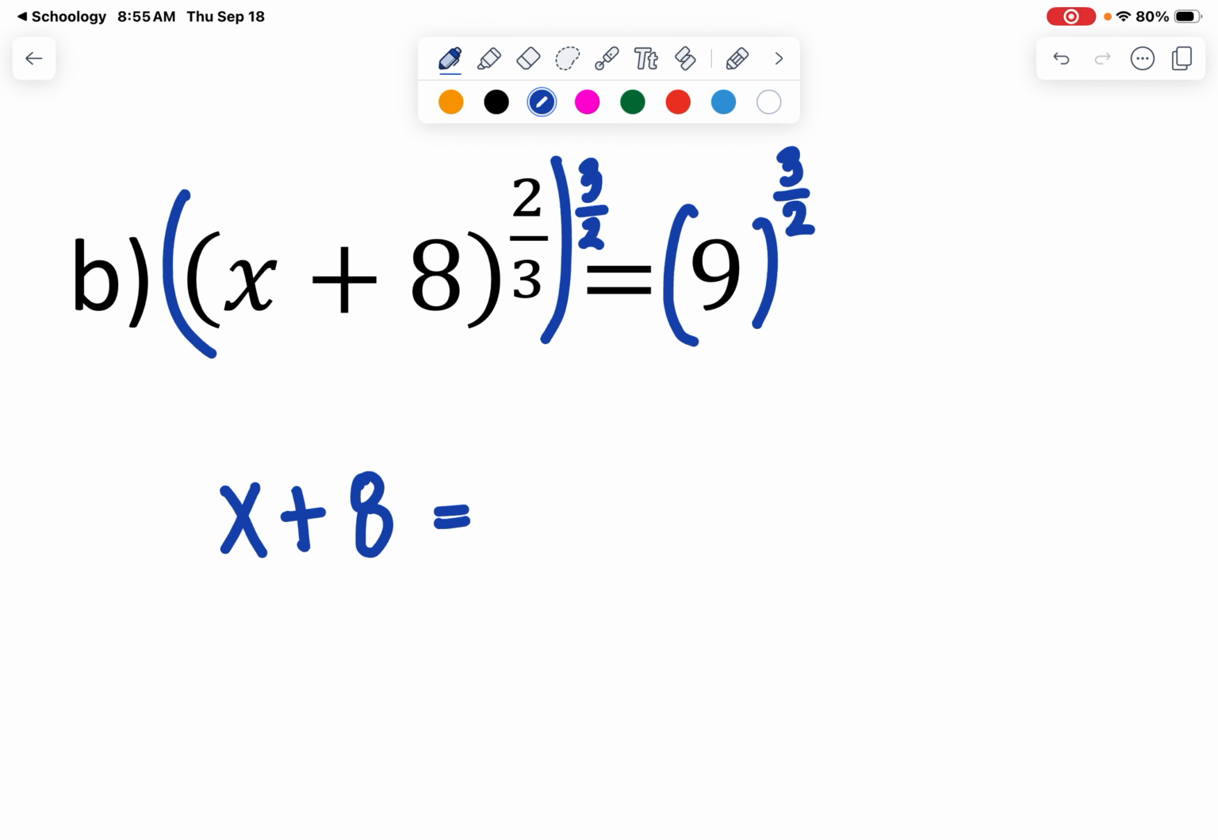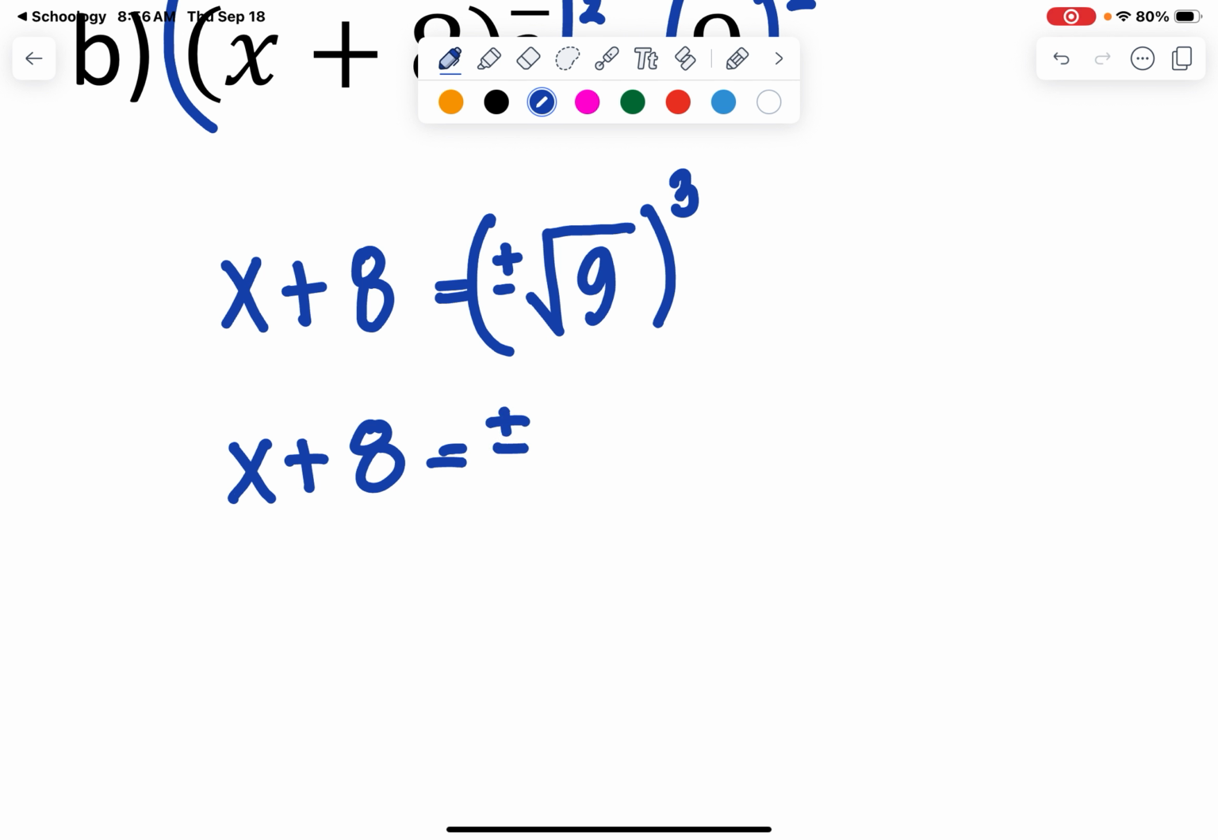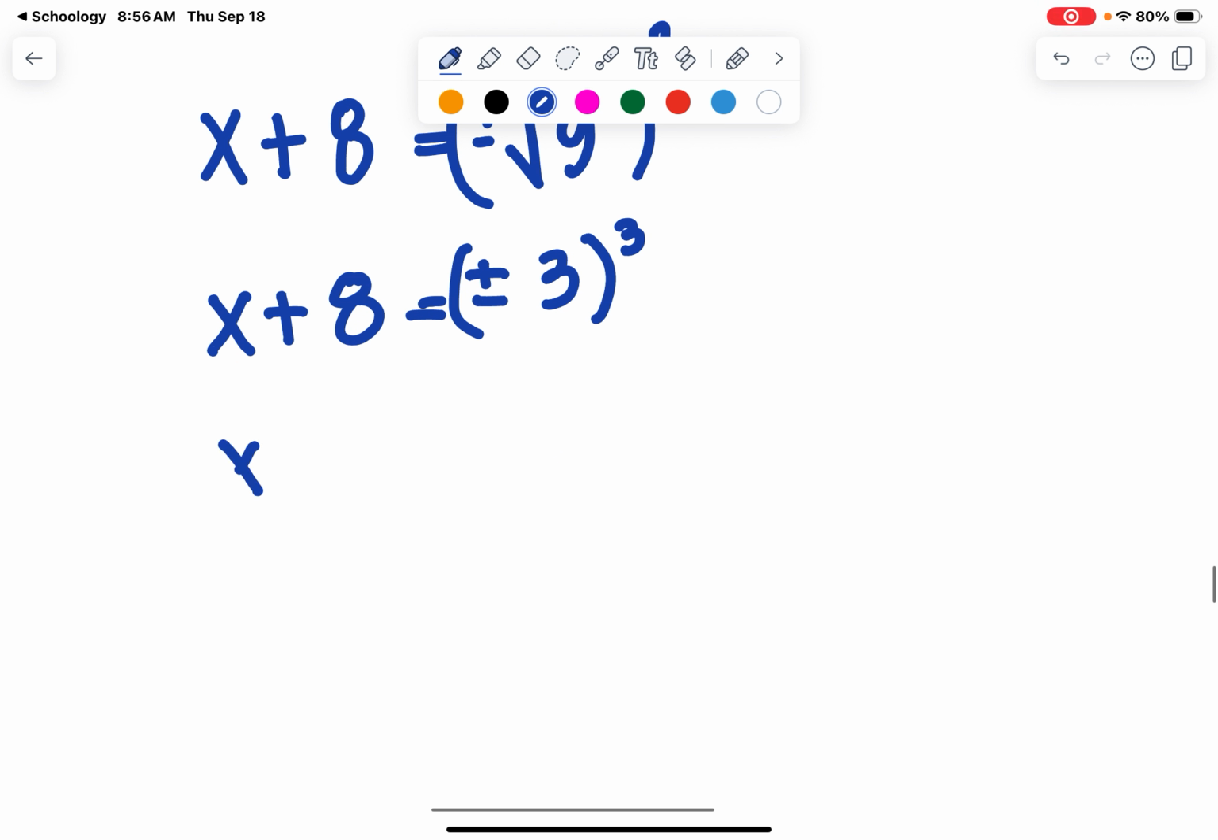And now I'm going to rewrite this in radical form because I don't know what 9 to the 3/2 power is. So I have the square root of 9, right? And remember, whenever you are solving by square rooting, you have to account for both the positive and negative solution. So plus or minus the square root of 9 cubed. All right, so I have x plus 8 is equal to plus or minus the square root of 9, which is 3, cubed. So I have x plus 8 is equal to plus or minus 27.